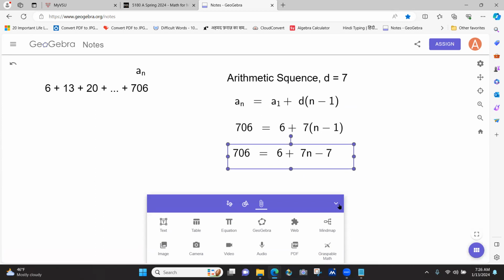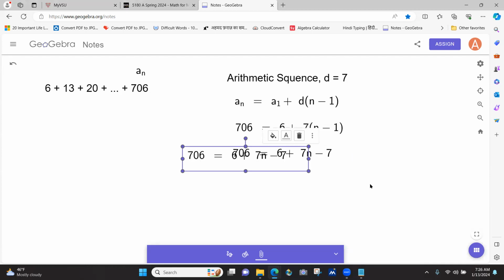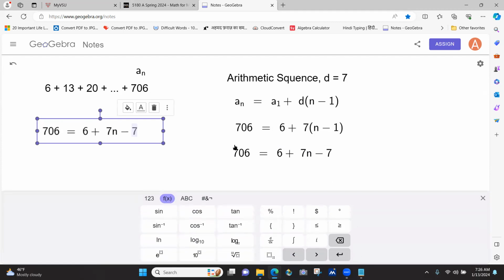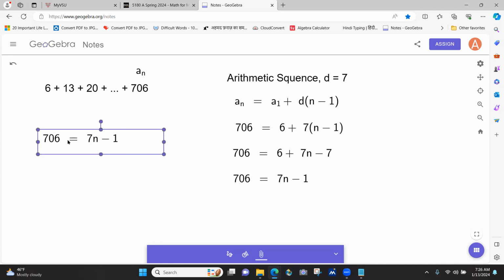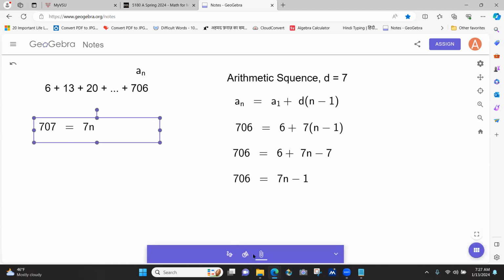Okay, now I can find the value of n very easily. I'm going to say this is minus 1. I'm going to say, simplify this. Now I can add 1 to both sides. And what happens if I divide both sides by 7?